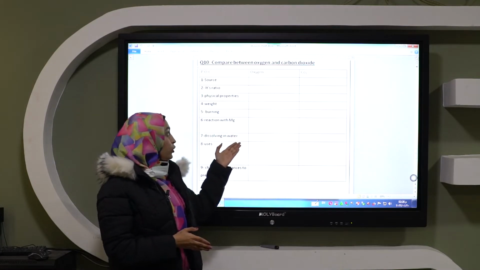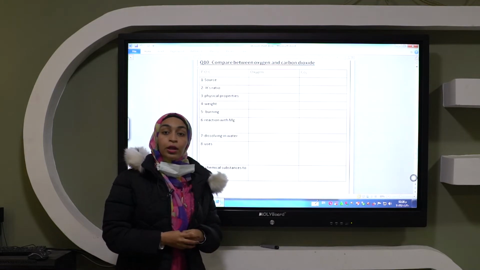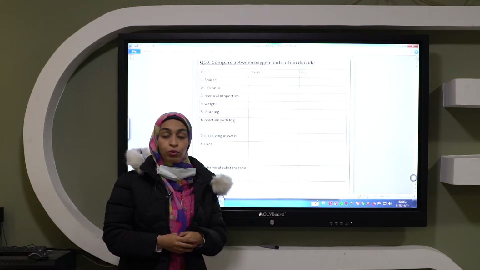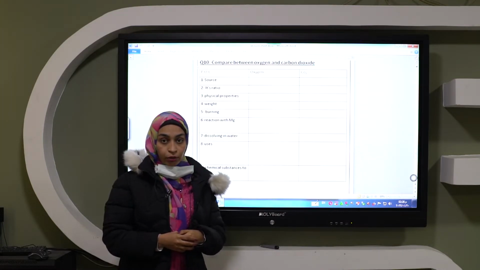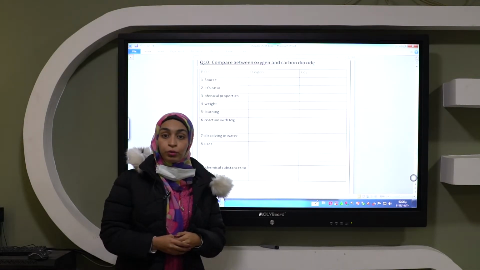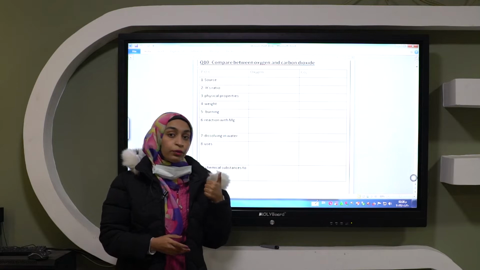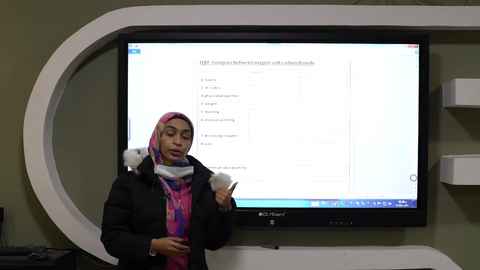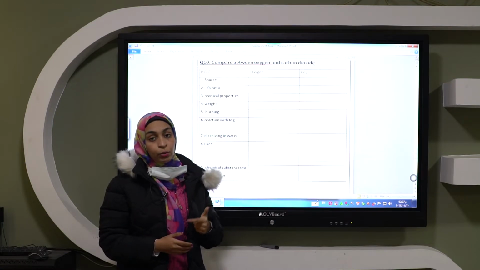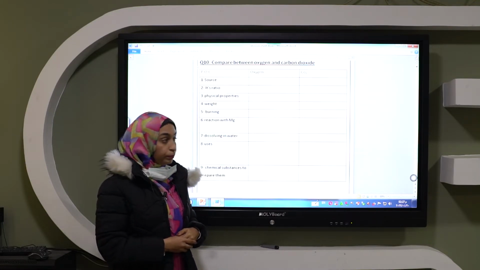What about the reaction of magnesium? When oxygen reacts with magnesium, it forms a white substance, a white powder called magnesium oxide. While the carbon dioxide gas, when it reacts with magnesium, can form two substances. One of them is a white matter, which is magnesium oxide, and the other one is a black substance, which is the coal or carbon.